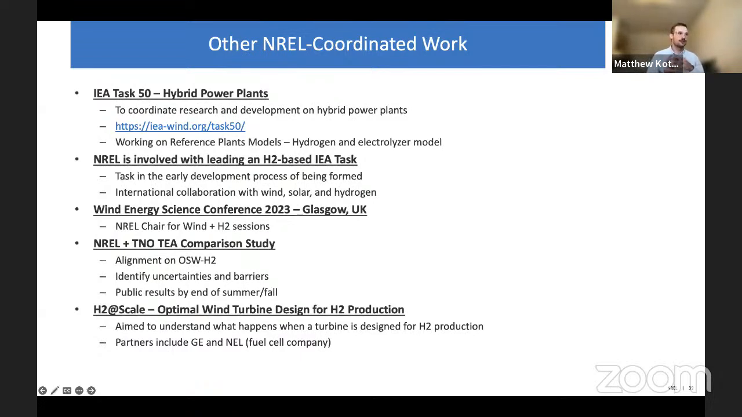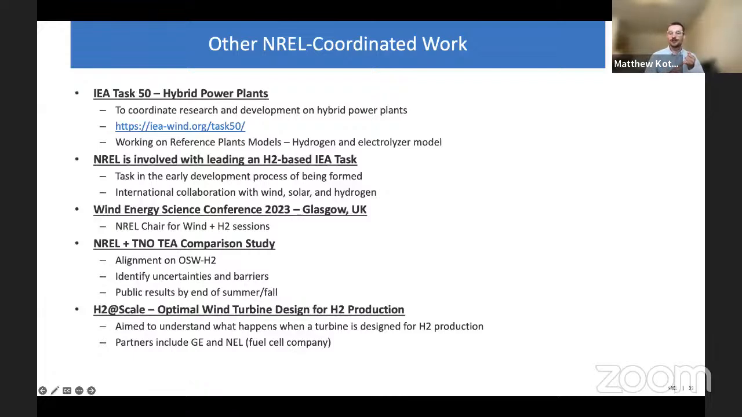And so this effort is to coordinate research and development on hybrid power plants, whether that's taxonomies and definitions, reference designs that do have that hydrogen and electrolyzer component in them. And there's a link there as well if anyone would like to check that out for some more information. Other tasks is NREL is also involved with an H2-based IEA task. This task is very early on in the development, so conversations are currently being made to establish that task specifically, but that does have a wind, solar, and hydrogen component as well.